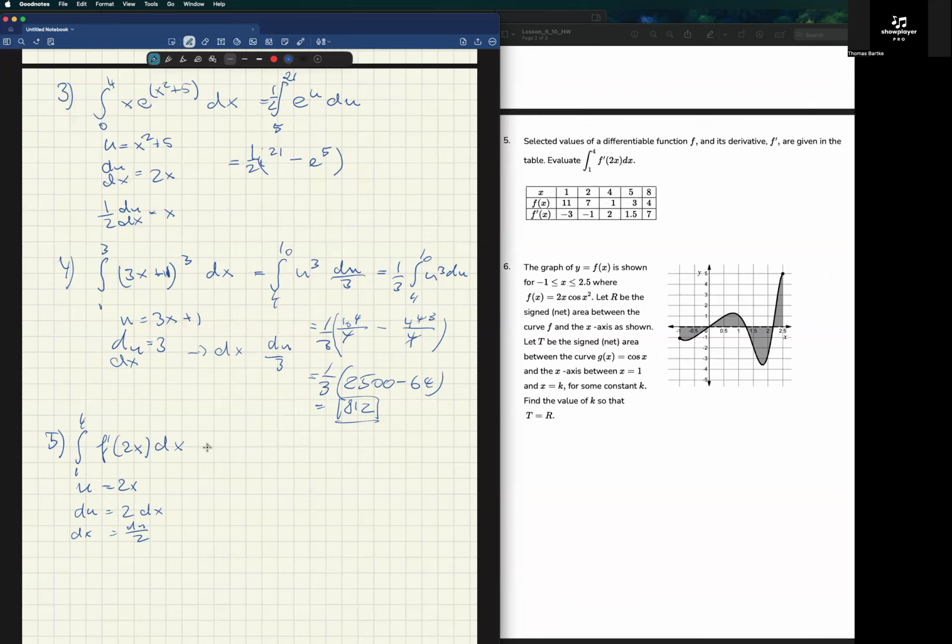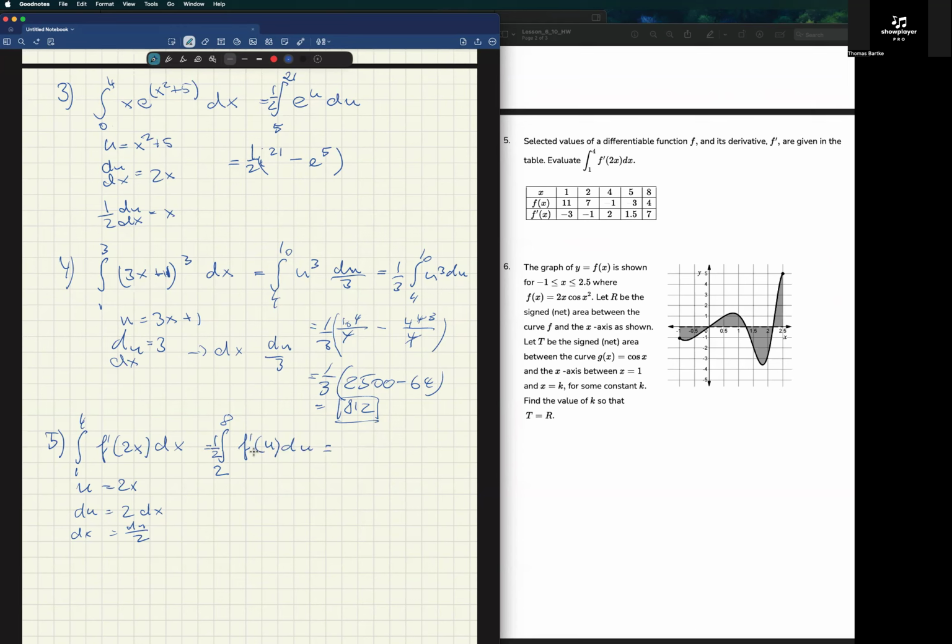And now we can put this in. Let's just put the boundaries here right away. 2 times 1 is 2, 2 times 4 is 8. And then on the inside, we have f prime of u. For the du, we have to be careful: we have du over 2. So let me put the 1/2 out front and just leave du left over here. And we're ready to integrate.